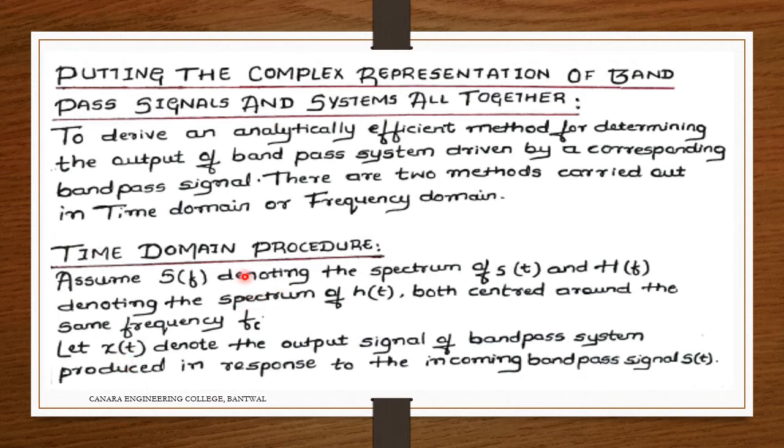Now for the time domain procedure, assume capital S of f denotes the spectrum of s of t and capital H of f denotes the spectrum of small h of t. Both are centered about the frequency fc. So we have to take a common point so we can compare those things. Let x of t denote the output signal of the bandpass system produced in response to the incoming bandpass signal s of t.